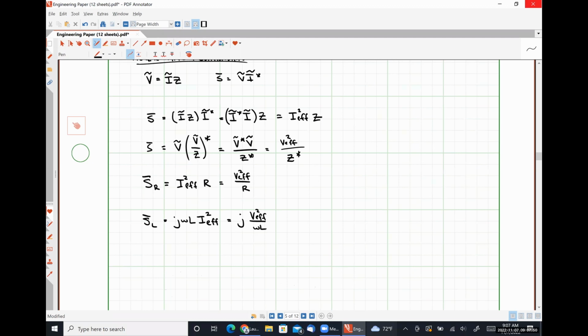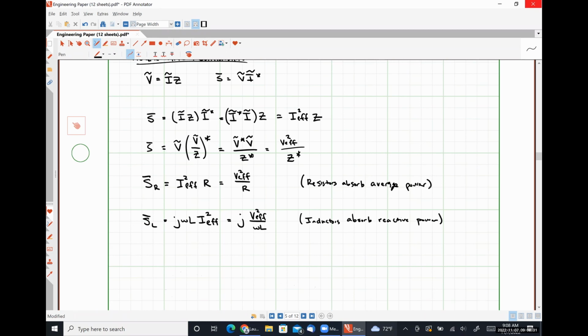Actually, since there's no real part, we can further refine that and say inductors absorb reactive power. I'm going to write that out here. And on a similar note, we can say that resistors absorb average power, since that's always going to be positive and not have an imaginary component.